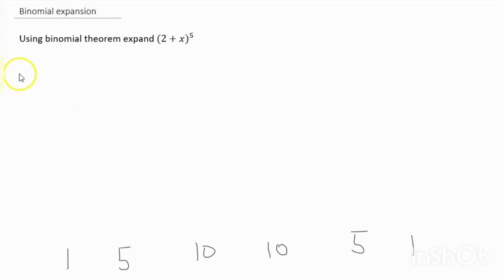So we take our first coefficient, that's 1. Then don't forget to put your 2 in a bracket and raise it to the power of 5. That's the highest power over here. Then we have x. Okay, you raise that to the power of 0. It starts from the beginning. Okay, so we have plus.